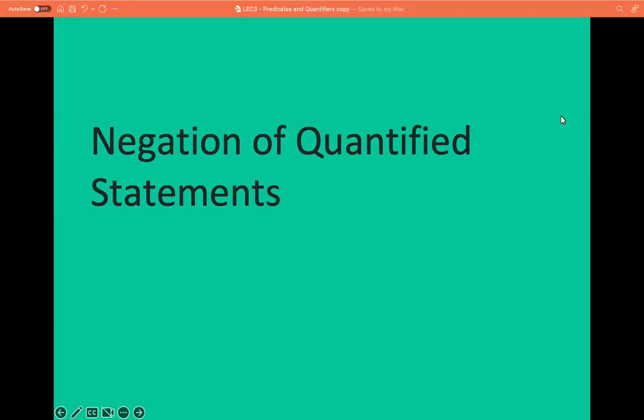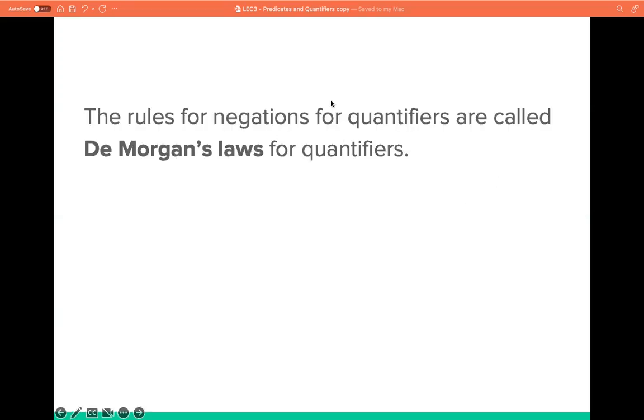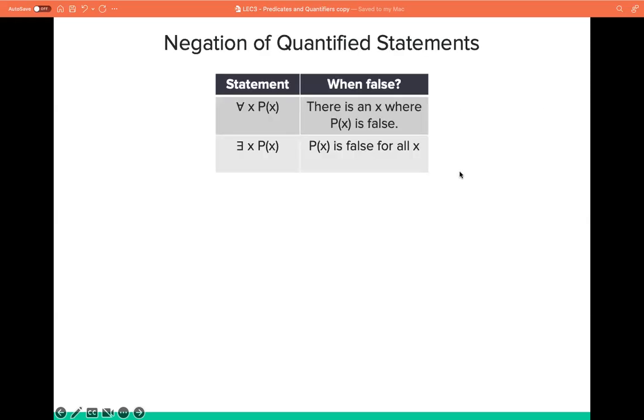In this video, we are going to discuss the negation of quantified statements. If you recall, quantified statements also have truth values of either true or false. And we are also interested in sometimes considering the negation of these quantified statements. The rules for negations of quantifiers are called De Morgan's laws for quantifiers.